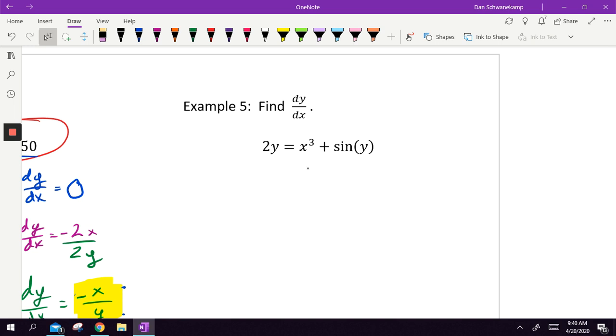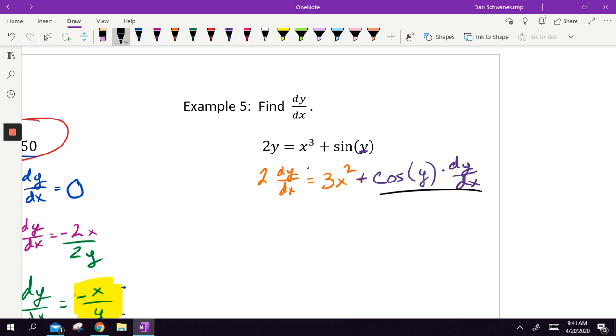All right, let's try example B, or example 5, same idea. Nothing's changing. What's the derivative of 2y? Well, that would be 2 dy over dx, because I'm taking the derivative of y. 3x squared. Derivative of sine y? This is a chain rule question. What's the derivative of sine? Well, derivative of sine is cosine y. I rewrote the baby, and then I'm going to multiply by the derivative of the baby, dy dx.